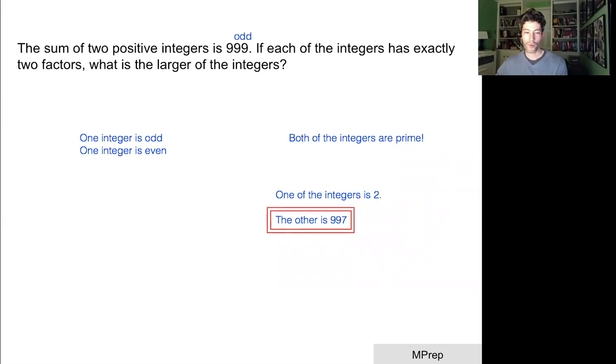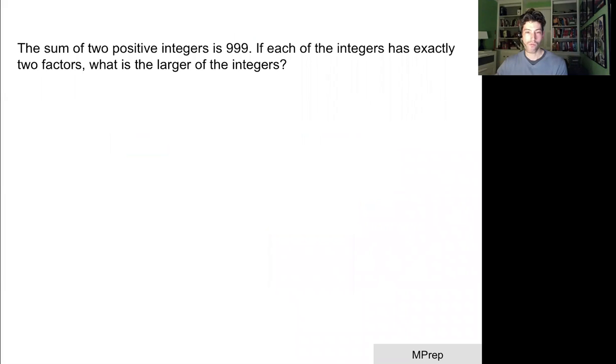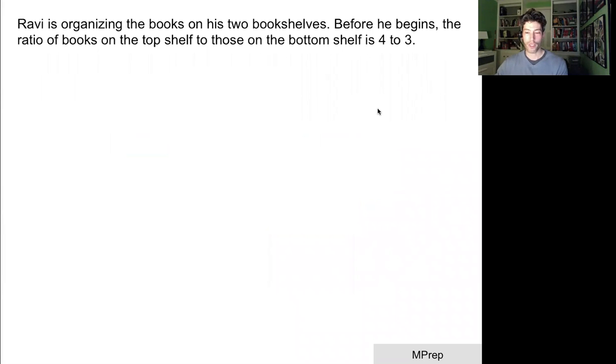All right, if the questions do trickle in, I can always hop back. But for now, I have one more question to show you, quant related. So let's take a look at this one, and this one's going to come in parts.